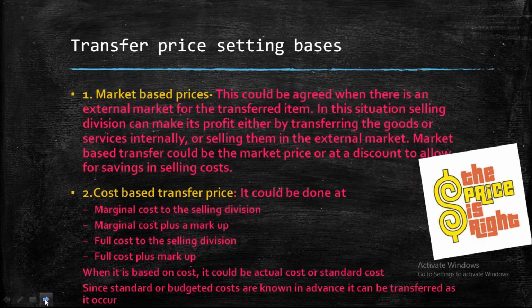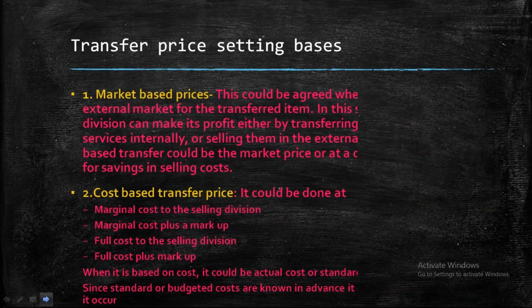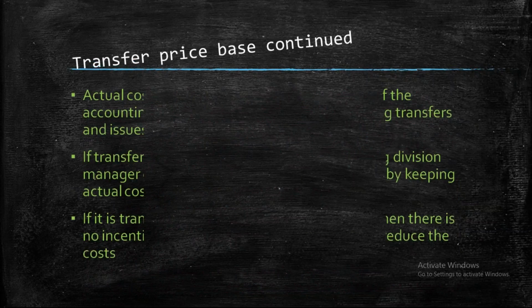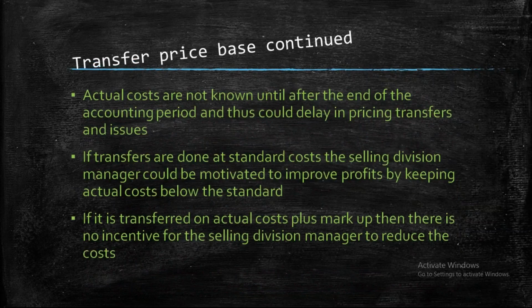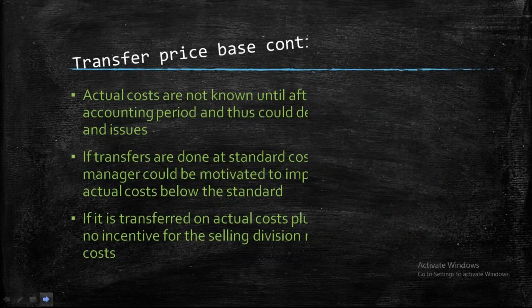Okay. Since standard or budgeted costs are known in advance, it can be transferred as it occurs. Actual costs are not known until later. If transfers are done at standard cost, the selling manager could be motivated to improve the profit by keeping the actual cost below the standard. Yes. This is what I mean. This is the slide that we can apply in this case.